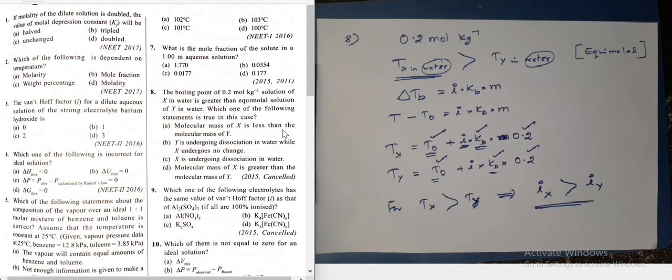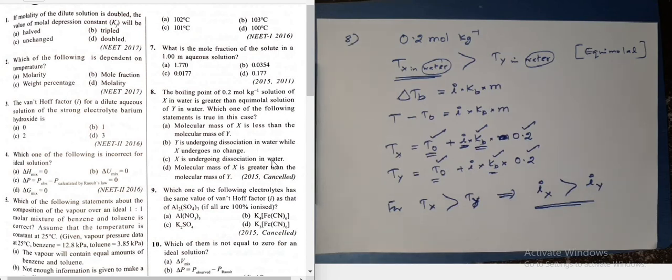Molecular mass of X is less than molecular mass of Y. Okay, that is one piece of information. Then we'll go to the second option: Y is undergoing dissociation in water while X undergoes no change. Actually, X should undergo more dissociation, so option B is wrong. Option C, X is undergoing dissociation in water. Yes, that is correct. Then what about D? Molecular mass of X is greater than the molecular mass of Y.